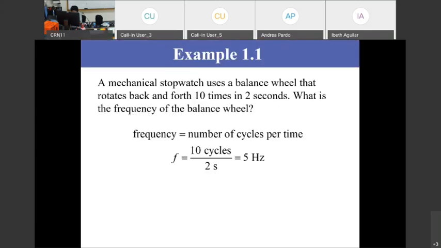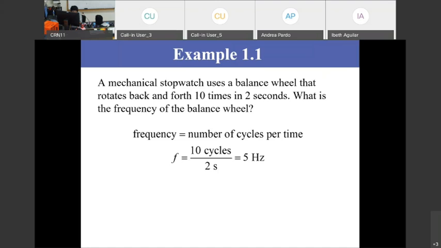An example of that will be this. You have a mechanical stopwatch that goes back and forth 10 times in 2 seconds. So what is the frequency? The frequency is the number of cycles per time. How many cycles do you have in this example? 10. And what's the time? 2 seconds, right? So you just divide that. 10 divided by 2, 5 hertz. So the only thing that you need to remember here is the units of frequency, which is 1/second.